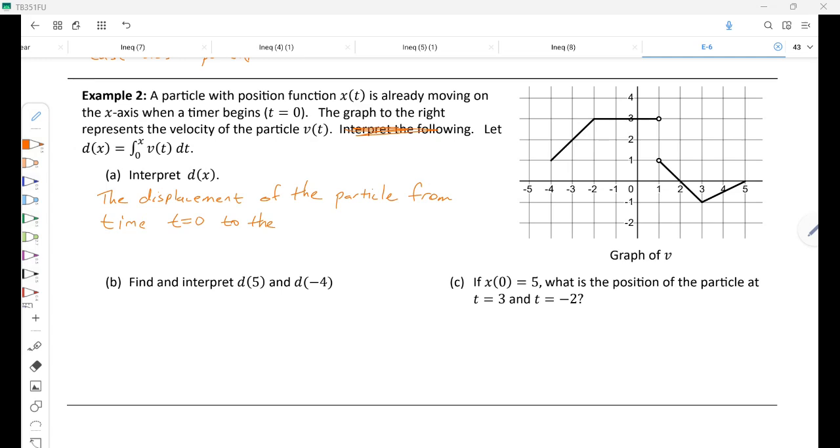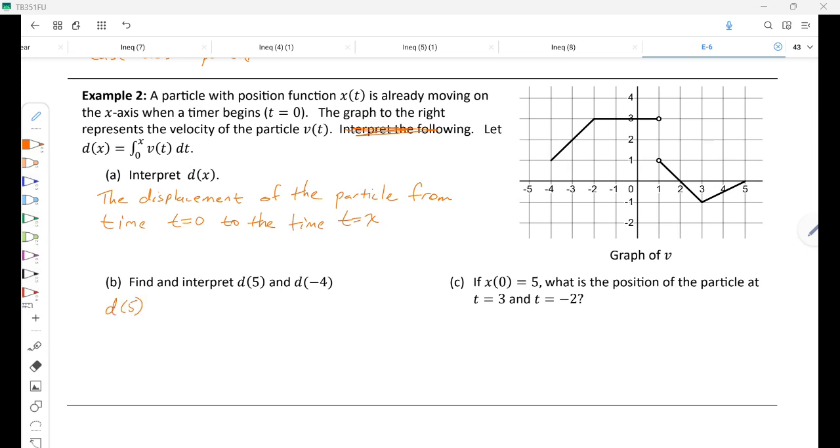The displacement of the particle from time t equals 0 to the time t equals x. So that's what d of x does. You plug in a value for x, and it tells you the displacement of the particle from time t equals 0. So what we want to do in letter B, and this is actually a review, it's just different notation, we want to find the d of 5 and the d of negative 4.